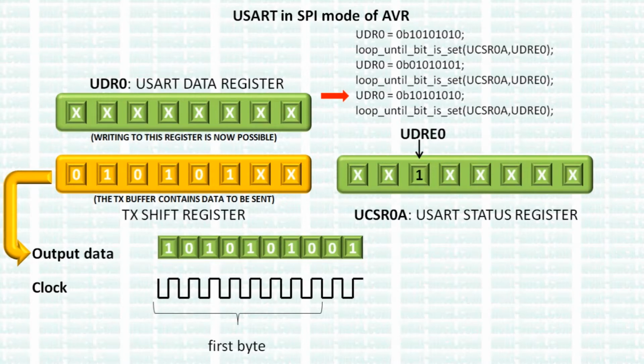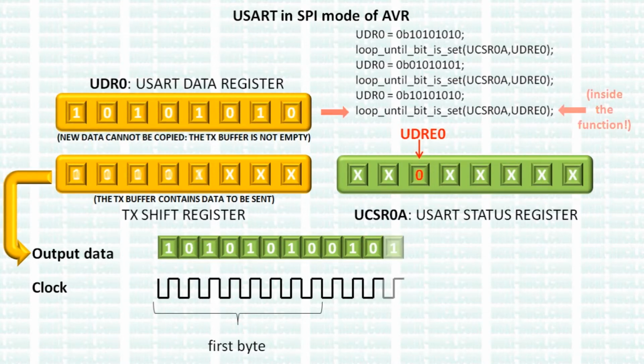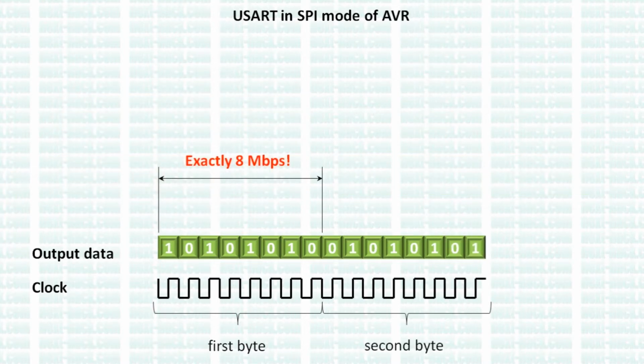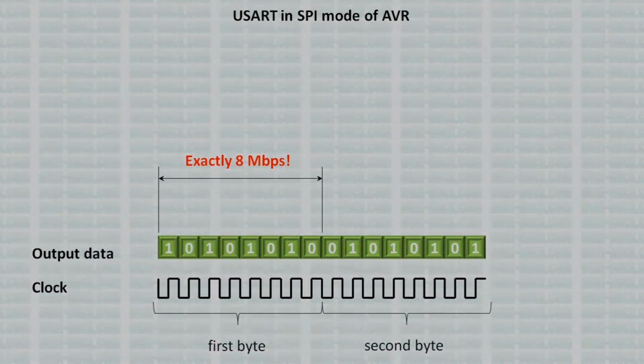Now the USART has moved the content of UDR0 into the shift register. UDRE0 flag becomes 1, telling us that the data register is empty. And now there is another important fact. Even if the loop until bit is set function takes some time to return to the program flow, we just don't care, as in the meantime the USART is still sending the previous data. Unlike SPI, no gap will be generated. As you can see, the effective data rate is 8 megabits per second, and this is done without any software trick. Well, enough theory for today.